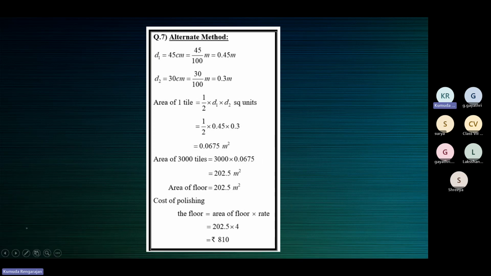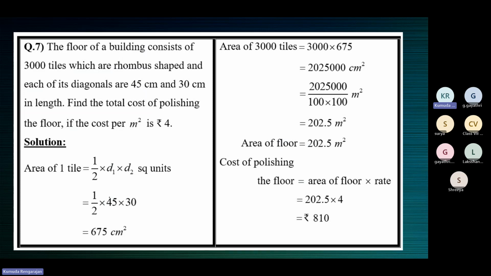So what is the difference between the two workings? In this working, we are using the diagonals in centimeter, so we get the area in centimeter square. This is the area of one tile. Now the area of 3,000 tiles will be 3,000 into 675. This is the area of 3,000 tiles, or the floor, in centimeter square. To convert it to meter square, we do this.